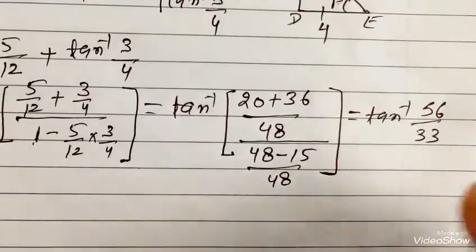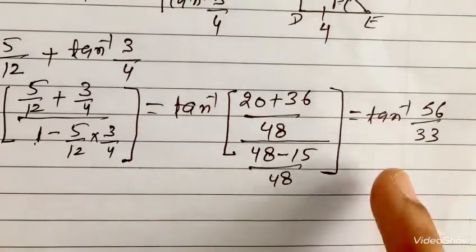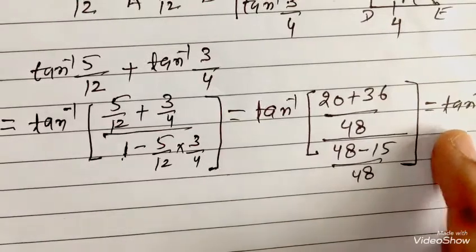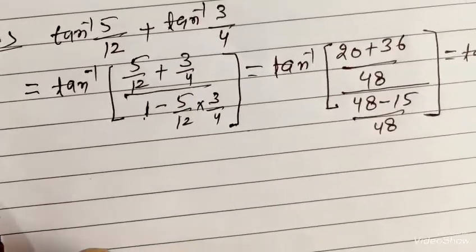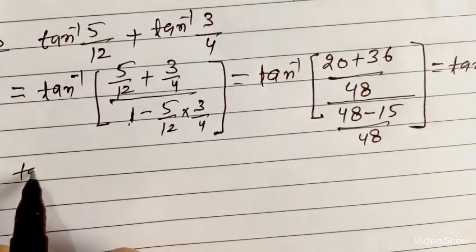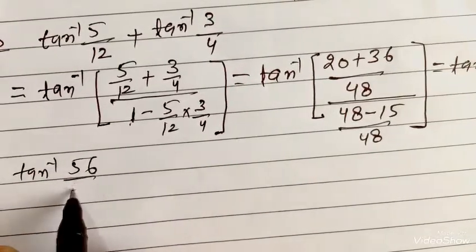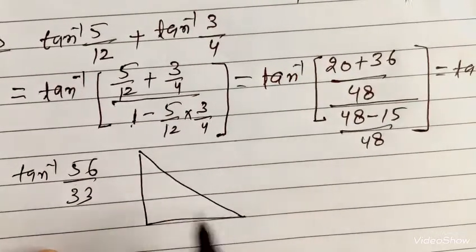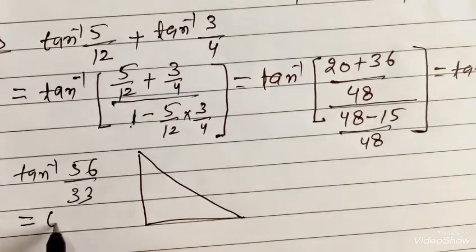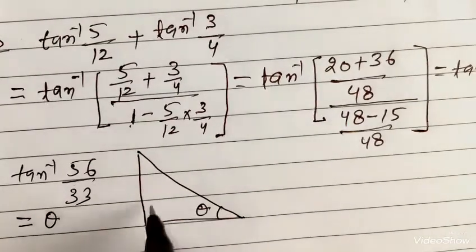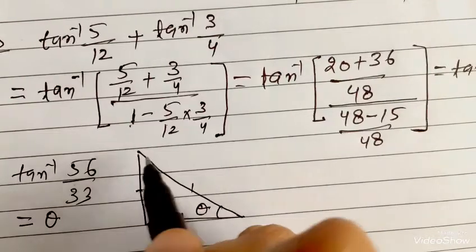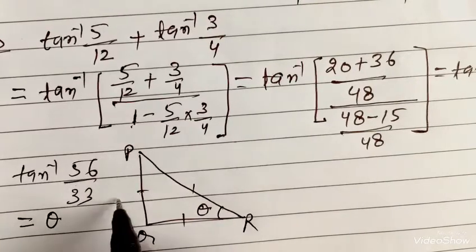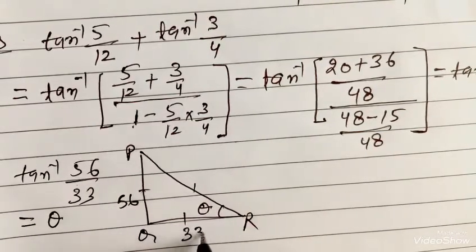But student, in the question in the right hand side it is given in sin inverse, so again we can change the tan inverse into the sin inverse. So students, here tan inverse 56 by 33, again by the triangle method, let it is equal to theta. Here student, it is 56, it's 33.